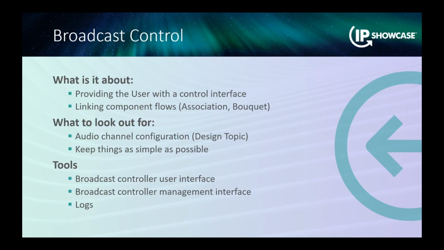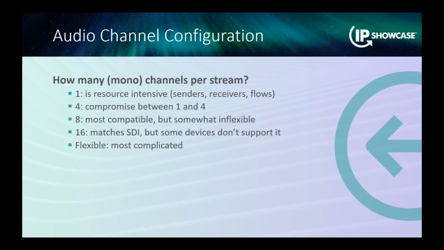An interesting thing for the broadcast controller is the audio channel configuration. We have heard that in the IP world you have streams of audio channels. You can have different numbers of mono channels per stream, and you have to decide how you build your system. If you have one mono channel per stream, this is very resource intensive because you end up with a very high number of streams. You have to have a lot of stream senders, a lot of stream receivers, and you have a lot of flows inside your network.